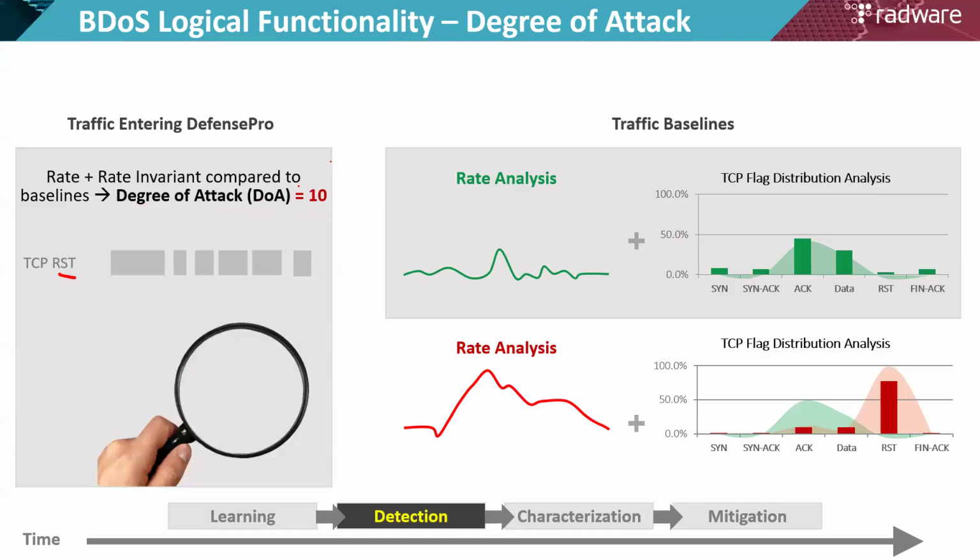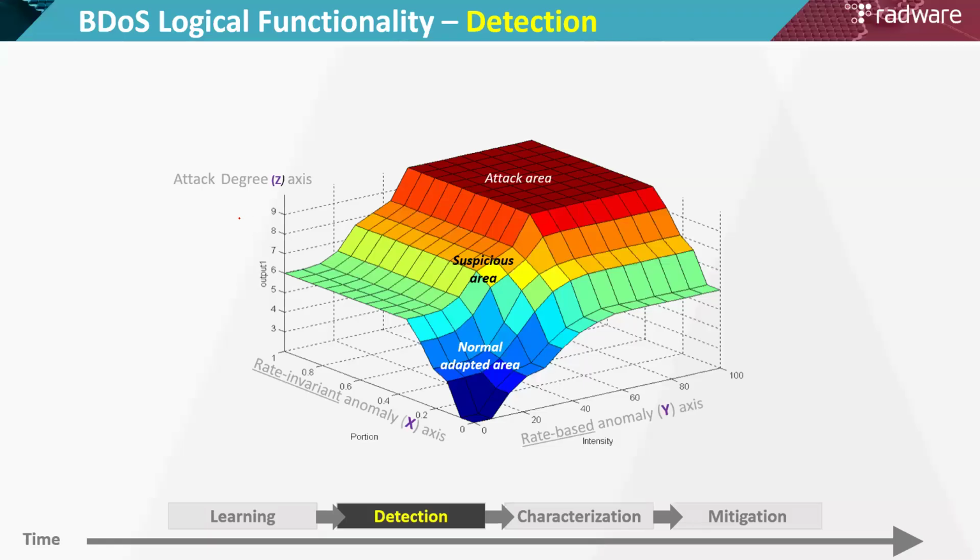So we have detected an attack. I'll explain with this particular graph how we can consider it as an attack, and some examples as well. Let's suppose the rate is on the y-axis. So this is the y-axis, the rate part. On the x-axis, we have the rate invariant part. And on the z-axis, we have the degree of attack.